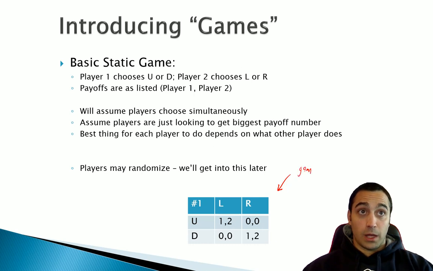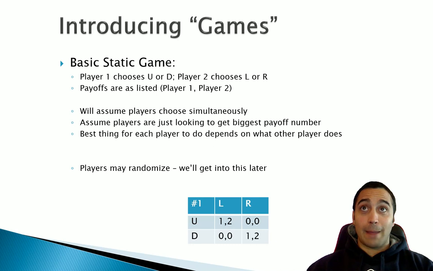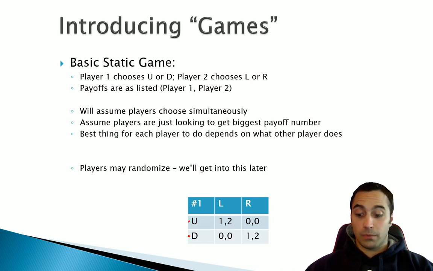Now, this might not look like a game to you, but to an economist, that's a game. So, in a basic static game, player 1, which is by convention said to be the player who chooses row, i.e. player 1 will either choose up or down, and player 2 will choose left or right. And, by convention, the payoffs are listed as player 1, player 2.